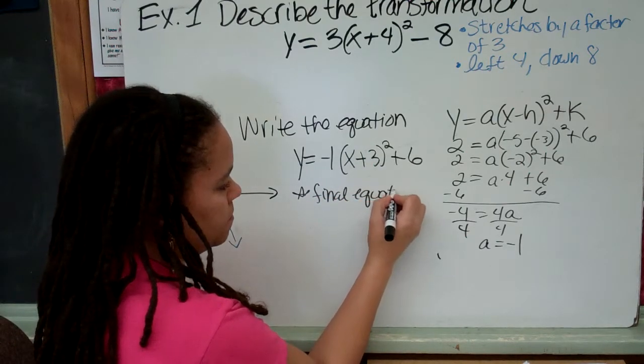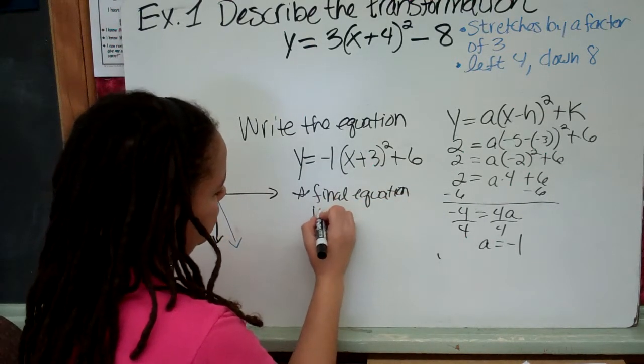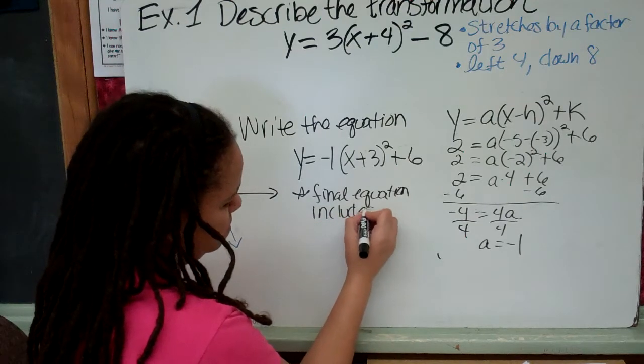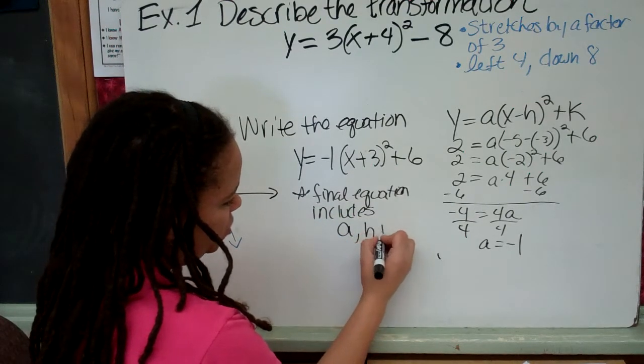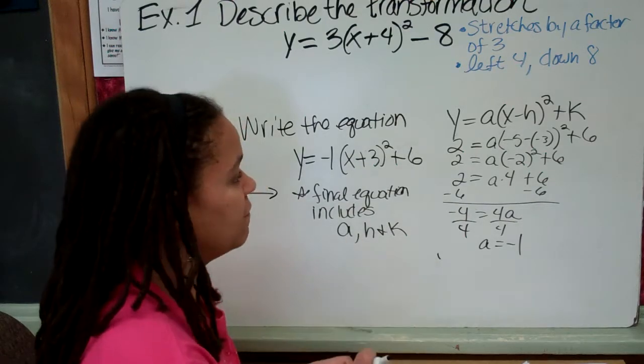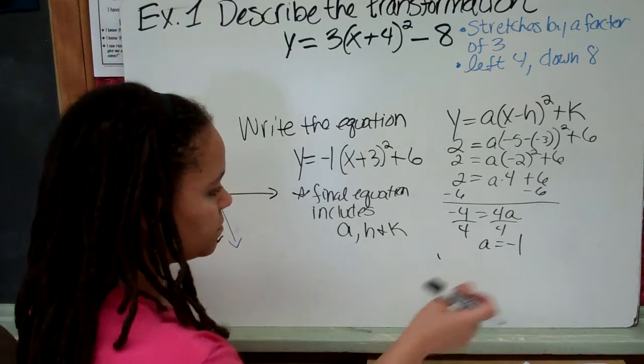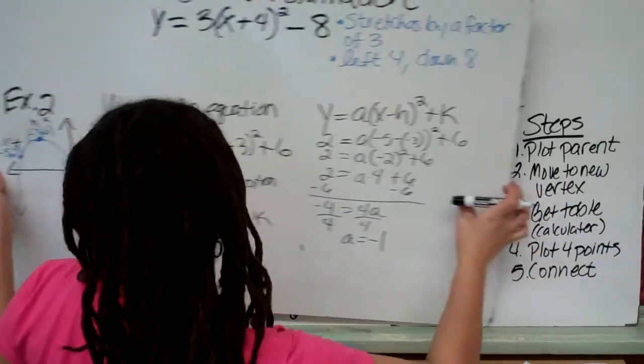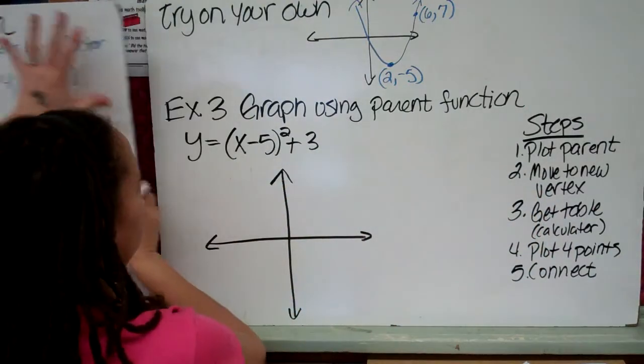So your final equation includes a, h, and k. So you have these 3 values to plug in, and that means you have your final equation written. All right, last board for today.